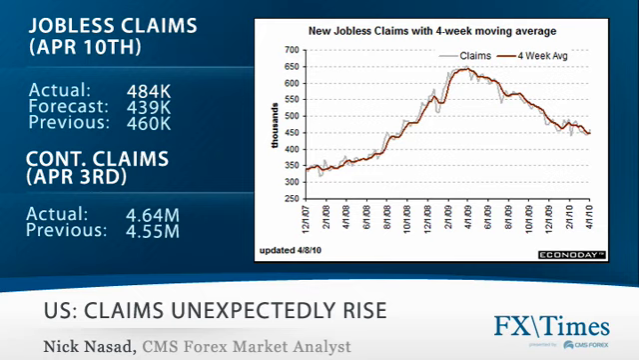Now that we're taking a look at our market highlights, let's take a look at U.S. fundamental data from today. First up, jobless claims for the week ending April 10th rose by 24,000 to 480,000 from the previous week's 460,000. This was a much worse result than expectations, which had claims falling to 439,000. Also, continuing claims for the week ending April 3rd rose to 4.64 million.